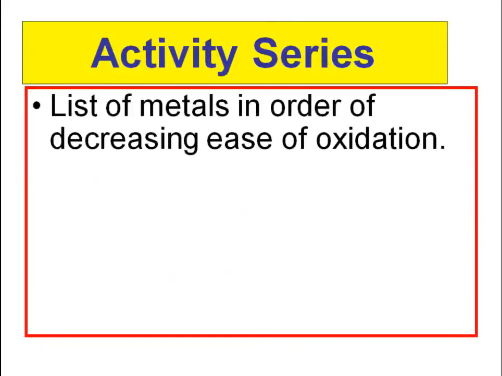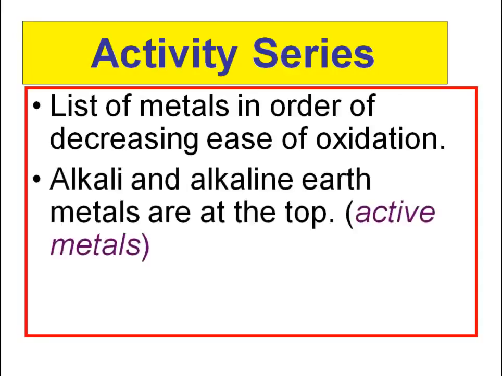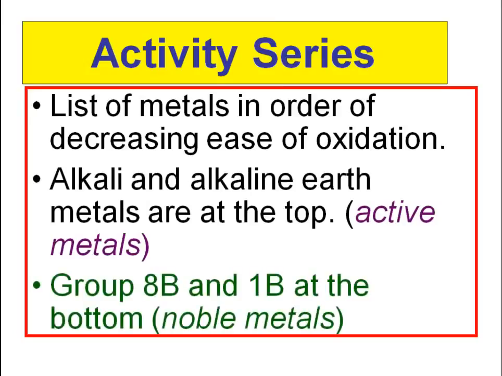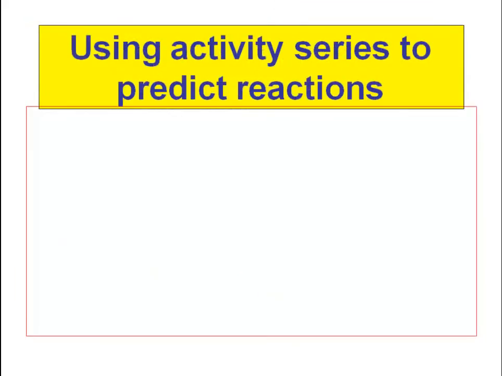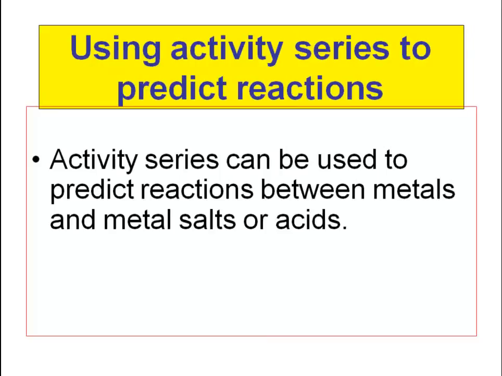Activity series. An activity series is a list of metals arranged in order of ease of oxidation. So at the top of the table, you're going to have the metals that are most willing to become oxidized, and at the bottom, the metals that are least reactive. Alkali and alkaline earth metals are at the top because they're extremely reactive. Groups 8B and 1B are at the bottom. So the noble metals are not very reactive, but we can use this activity series to help us predict reactions.